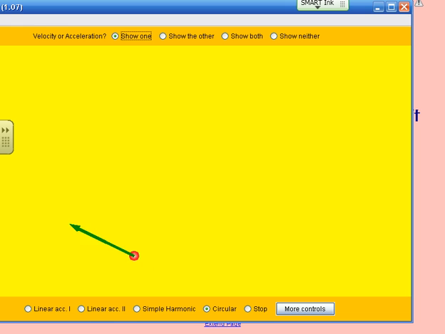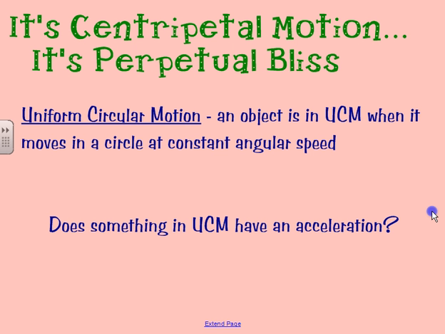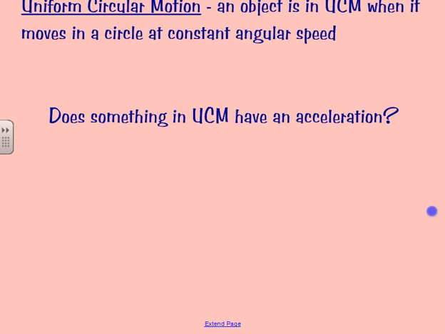Here's an object moving in a circle at a constant speed. The green vector represents its velocity vector. Is its velocity vector the same at all times? If you answered no, you're correct. It may have the same length at all times, but it's not pointing in the same direction at all times. That means our object is accelerating. Just because something has the same speed does not mean that it does not have an acceleration.